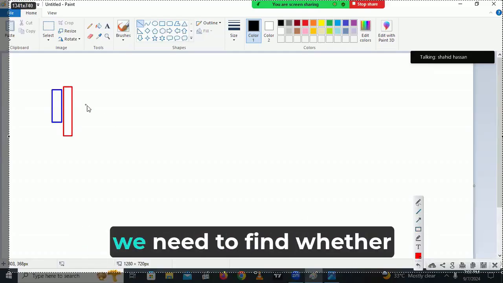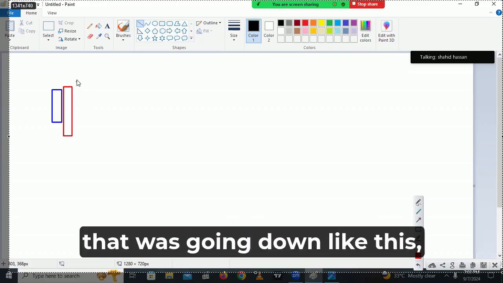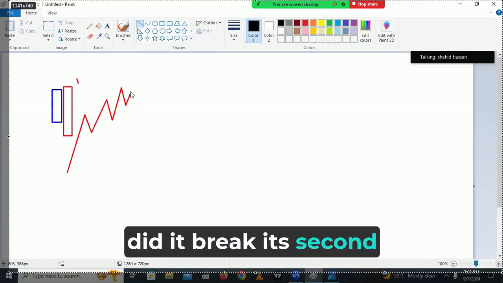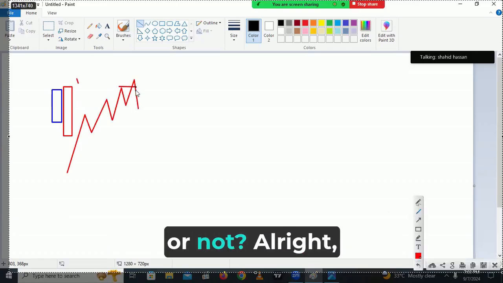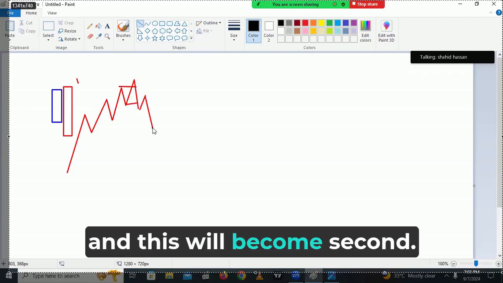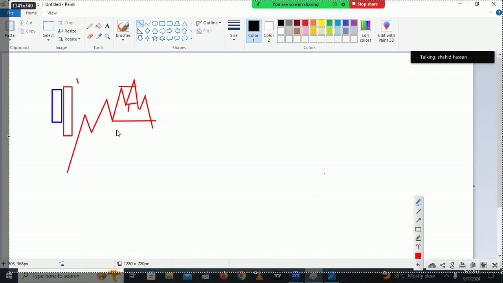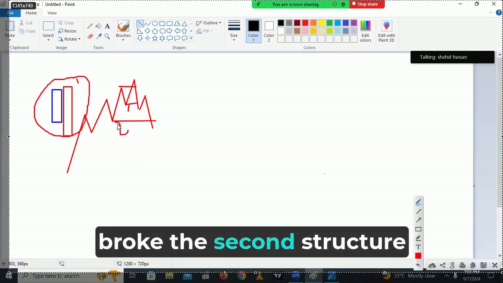In this engulfing, we need to find whether the market that was going down like this, and the market was going up, did it break its second structure after doing this or not? All right, this will become first and this will become second. You need to see this part of the engulfing, whether it broke the second structure or not.